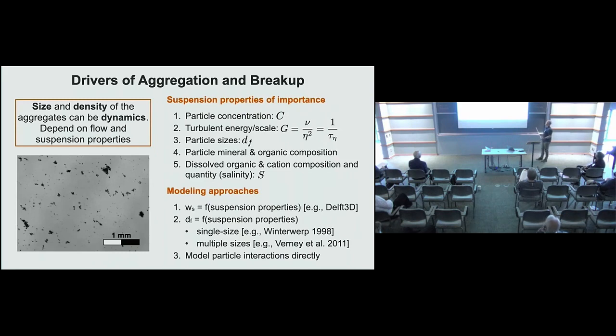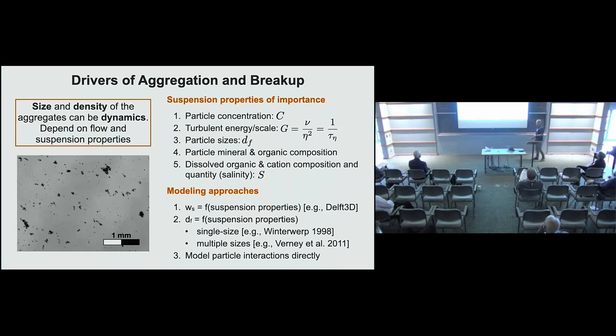Other things that are important are the size of the sediment itself, the particle mineral and organic composition, and then we could think of dissolved substances in the fluid. So it might be different cation concentrations or different types of organic molecules that are in the dissolved phase here. They may influence the stickiness of the sediment.